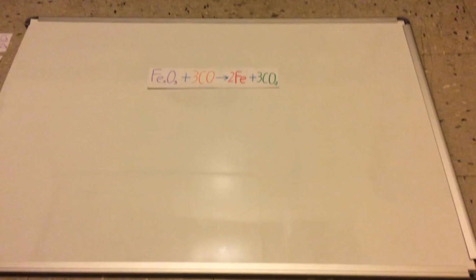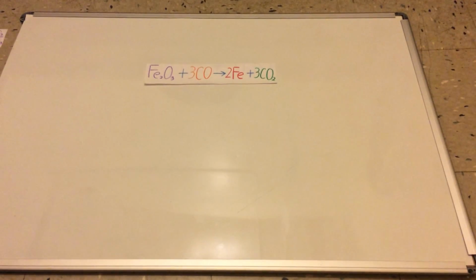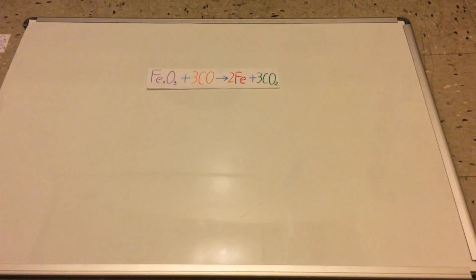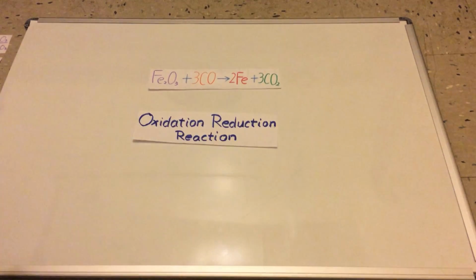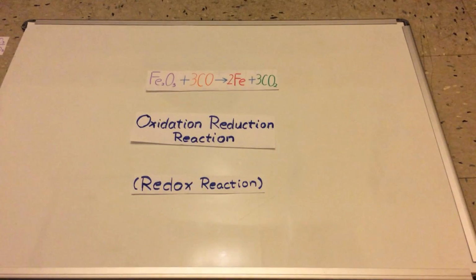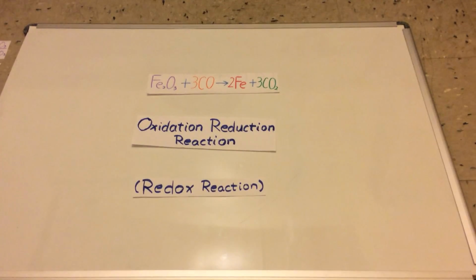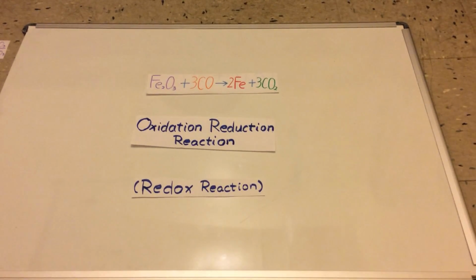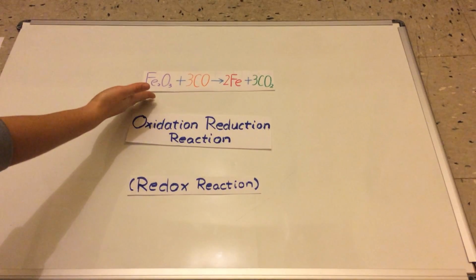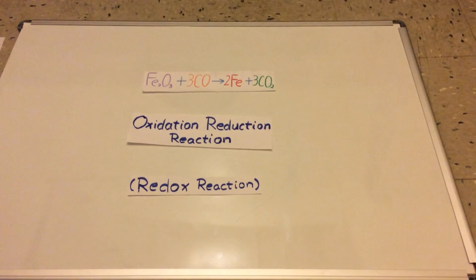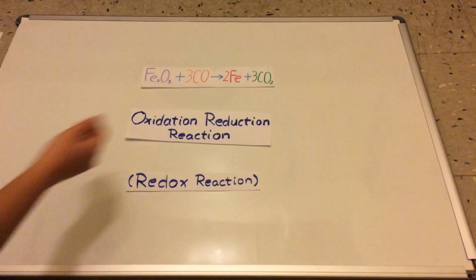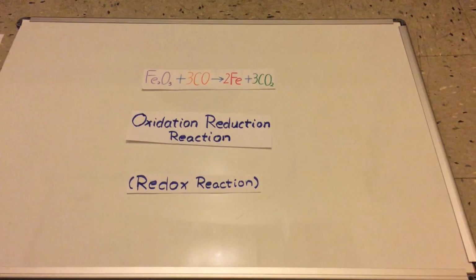Iron(III) oxide reacting with carbon monoxide to produce iron and carbon dioxide. This is an oxidation-reduction reaction, or a redox reaction. This kind of reaction happens when one of the reactants gains electrons, thus reducing its oxidation state. In this case, the iron in the iron(III) oxide had a positive 3 charge. Then it gained 3 electrons to become neutral in the iron metal product.